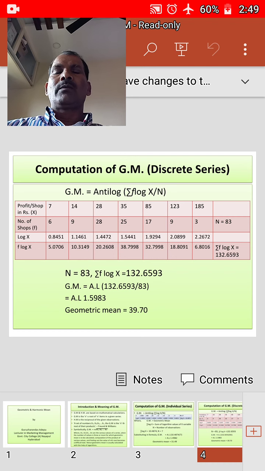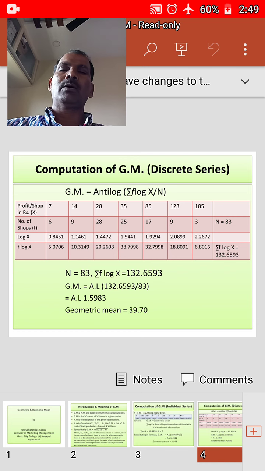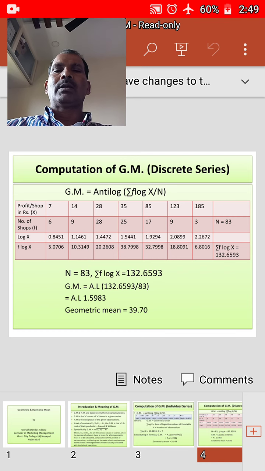Okay, now we need to multiply these log values with their respective frequencies. Then we will have f log x. That means 6 into 0.8451, we will get 5.0706. 9 into 1.1461, we will get 10.3149. If we multiply 28 with 1.4472, we will get 20.2608.